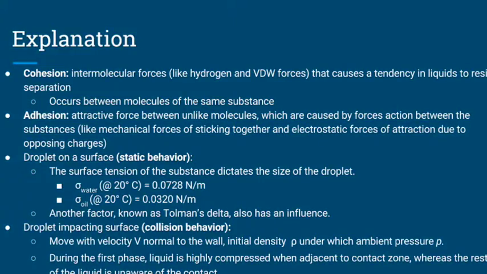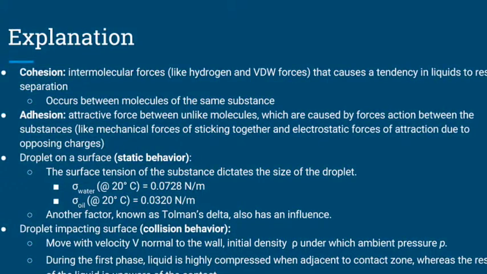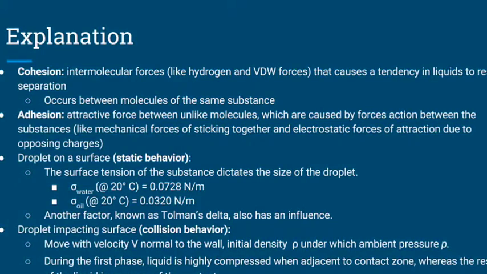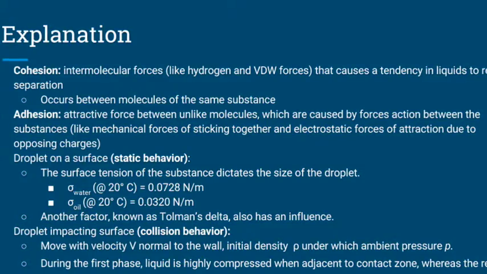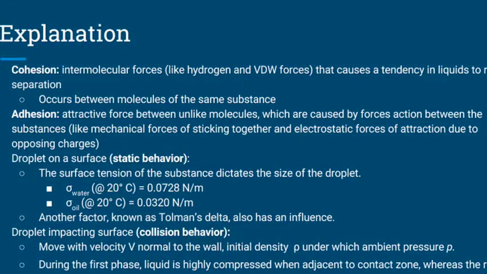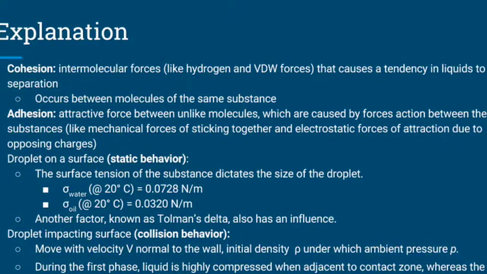Surface tension and radius in this equation are directly proportional, because as radius increases, so does surface tension. However, radius and Tolman's delta are also directly proportional, so it makes sense for oil, with a larger delta value, to have a larger radius.